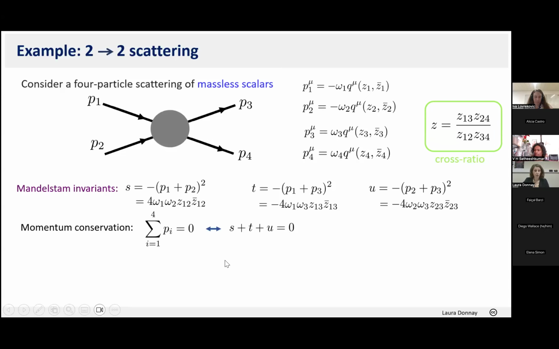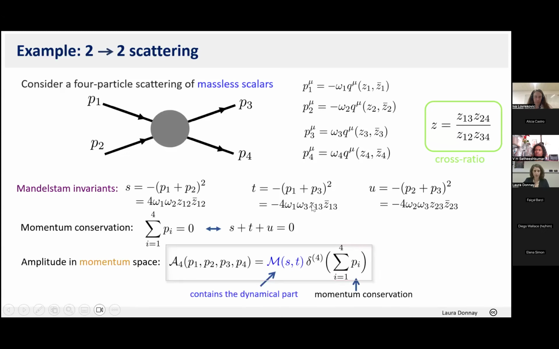So we have momentum conservation. The sum of the p's is 0, which in terms of the Mandelstam invariants expresses the fact that the sum of these 3 invariants is equal to 0. So you have only 2 independent Mandelstam invariants in the usual setup. This is just basics about scattering amplitudes in flat space, in momentum space.